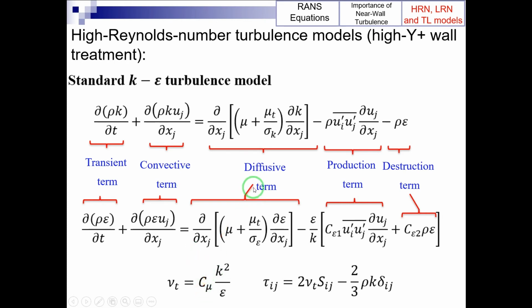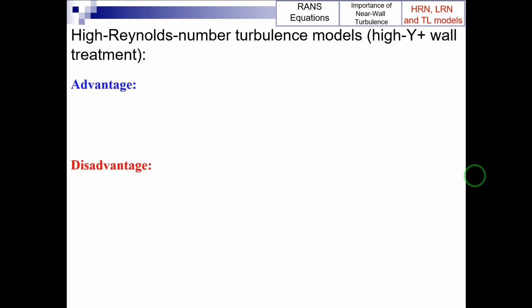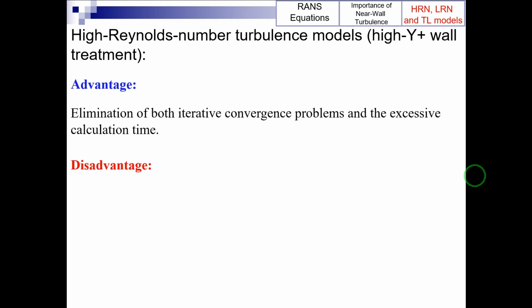As mentioned earlier, this eddy viscosity that is calculated from this equation is used later to calculate the Reynolds stress terms using the isotropic Boussinesq hypothesis, as we can see here. The main advantage of using the high Reynolds number turbulence models is the elimination of both iterative convergence problems and the excessive calculation time.